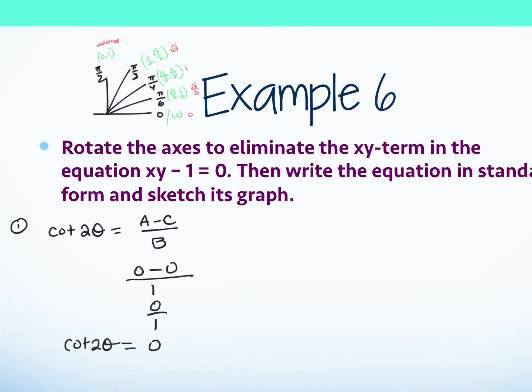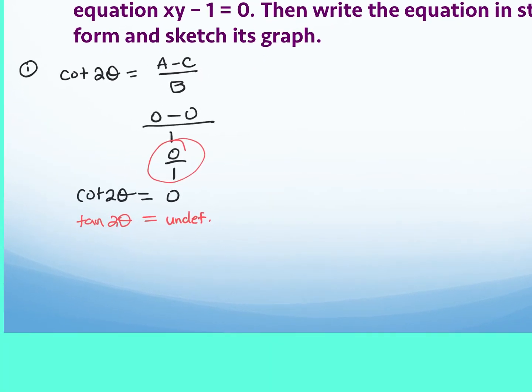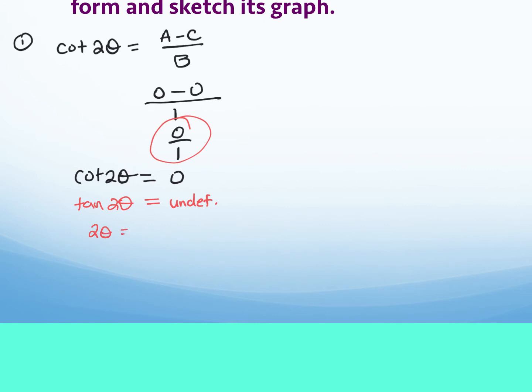Okay, so my recommendation is flip it to become tangent, so you don't have to also know your cotangents. So this would mean that tangent of 2 theta would be the reciprocal of 0. What's the reciprocal of 0? Undefined, right? If I took this and flipped it, it would be undefined. So now go to your unit circle. What angle has tangent undefined? Pi over 2. But the theta doesn't equal pi over 2. 2 theta equals pi over 2.